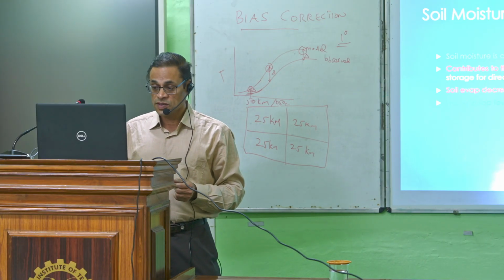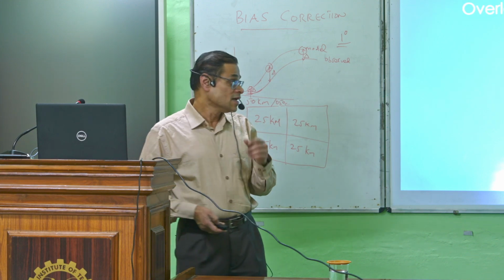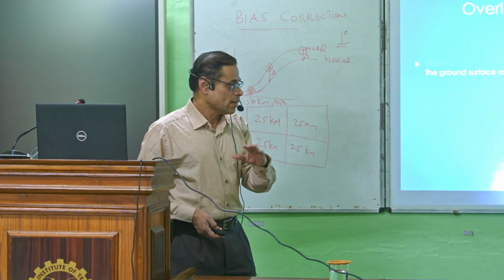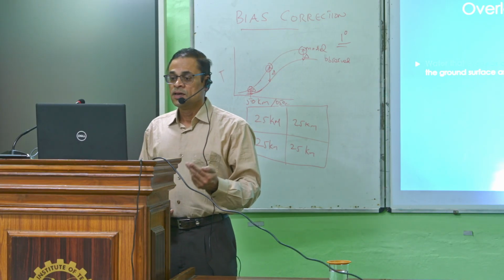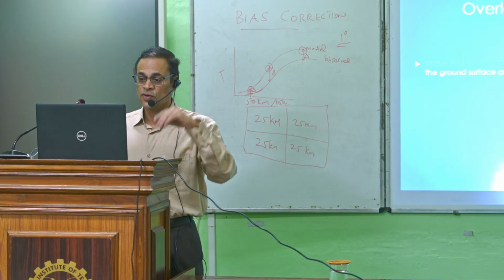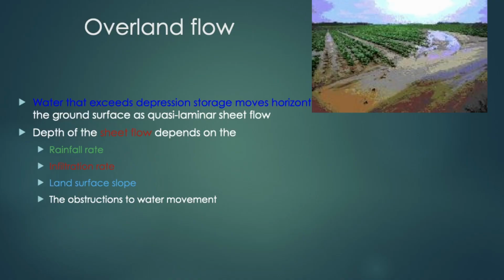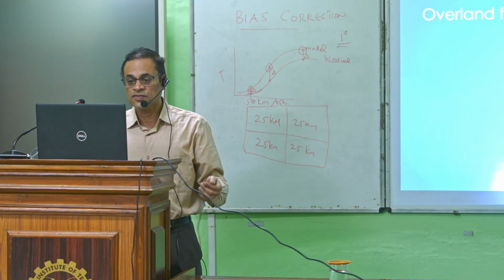Water in the top few tens of centimeters of soil is available for plants, like I said before. And then overland flow, right? It happens when the soil is saturated and the water exceeds the depression storage, it starts flowing. And then it depends on infiltration, rainfall rate, infiltration rate, land surface slope, and obstructions to water movement. And again, it's the initiation of the runoff.